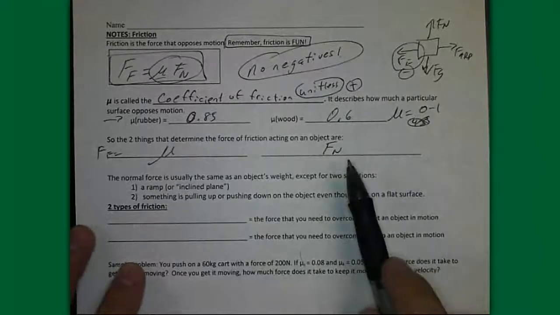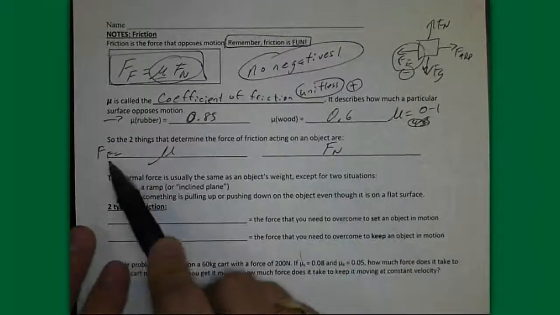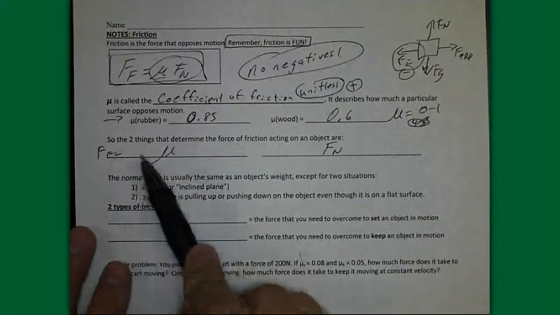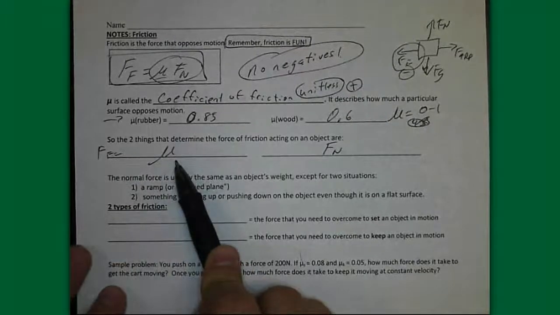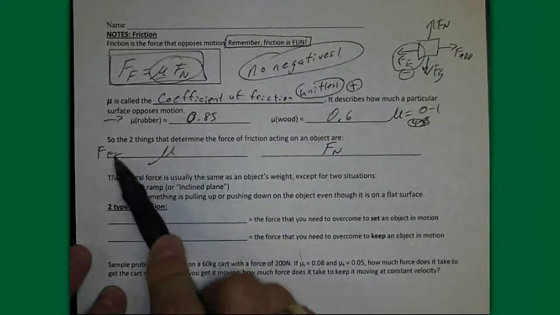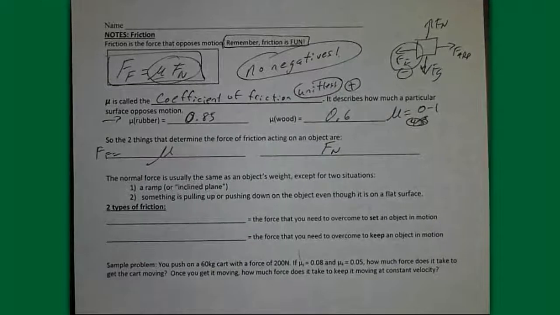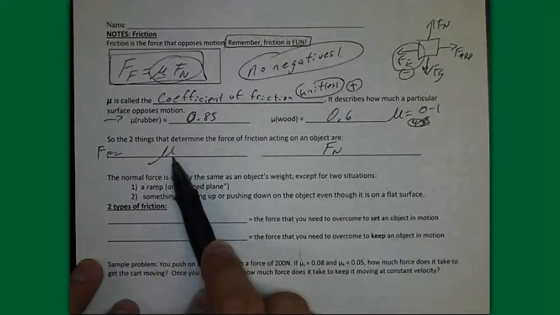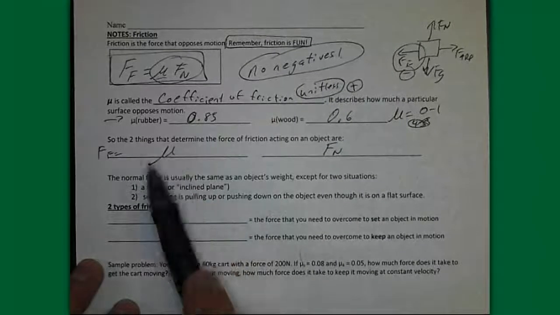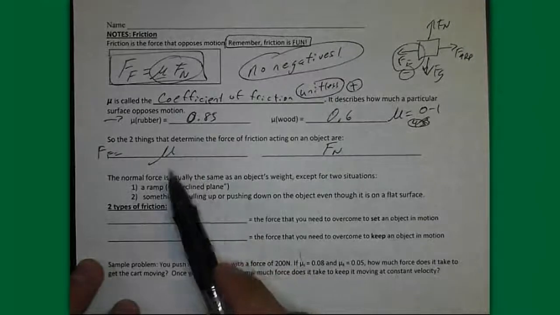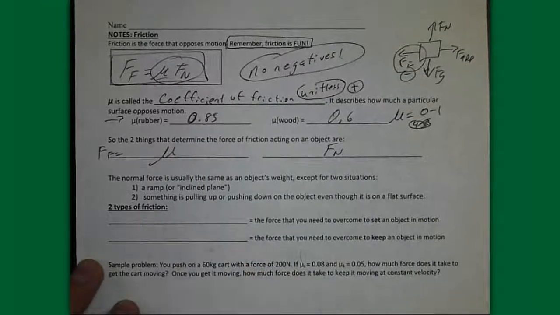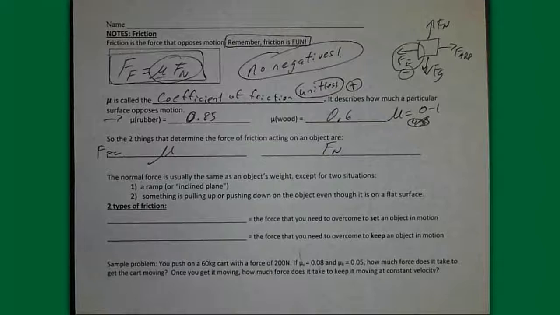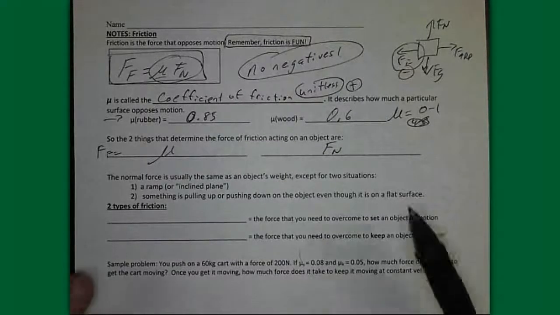In other words, if the normal force increases, the force of friction increases. And if the coefficient of friction increases, the force of friction also increases. How do you increase the coefficient of friction? Well, the coefficient of friction is specific for every type of surface. So for instance, if you're driving a car, the only way to change your coefficient of friction is to move to a different surface, like get off of the ice and get onto the road.